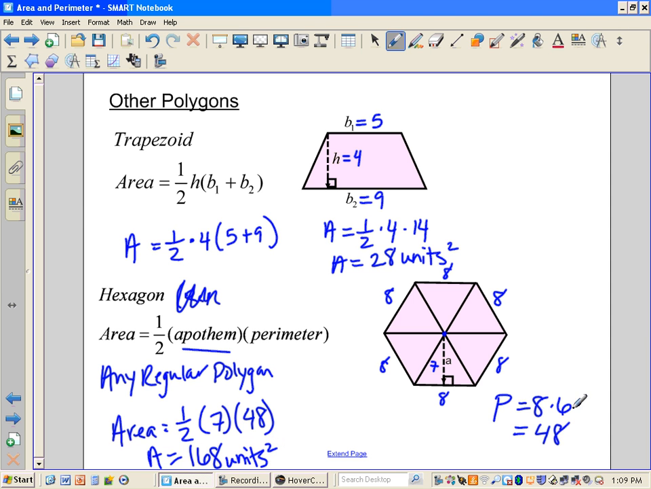So remember, it all goes back to making sure that our heights, or the apothem in this case, are perpendicular, using formulas carefully, and following order of operations as well. Good luck.